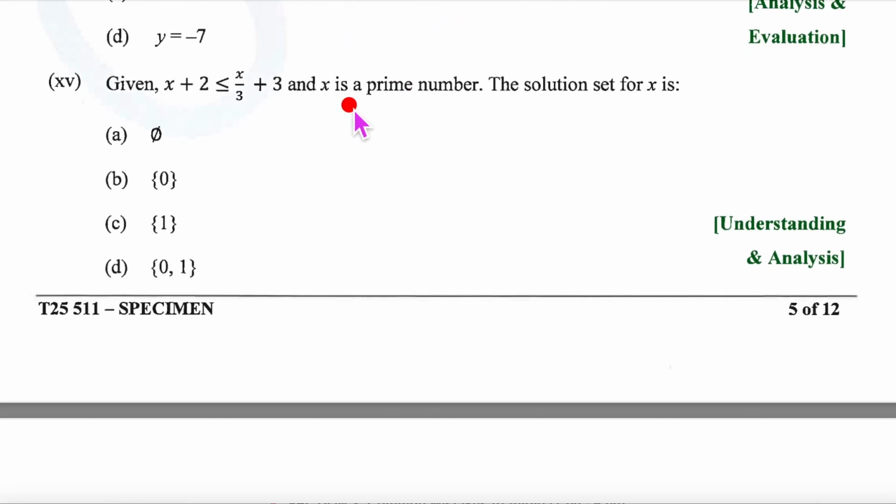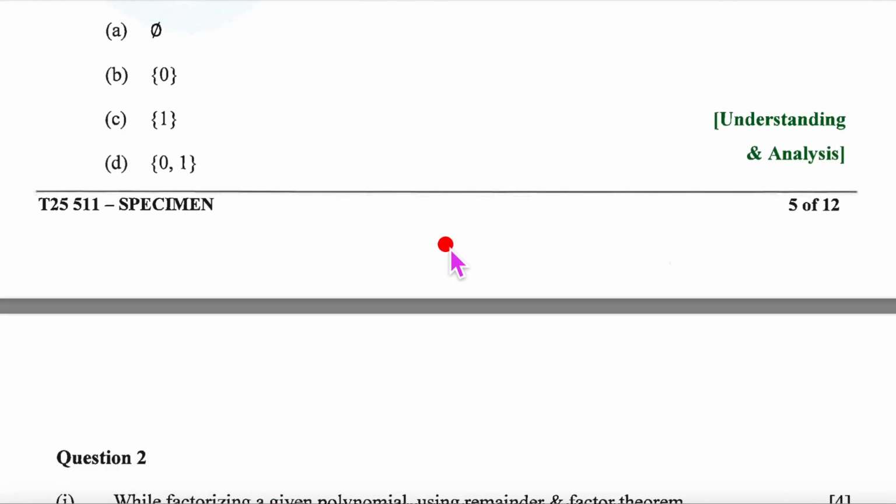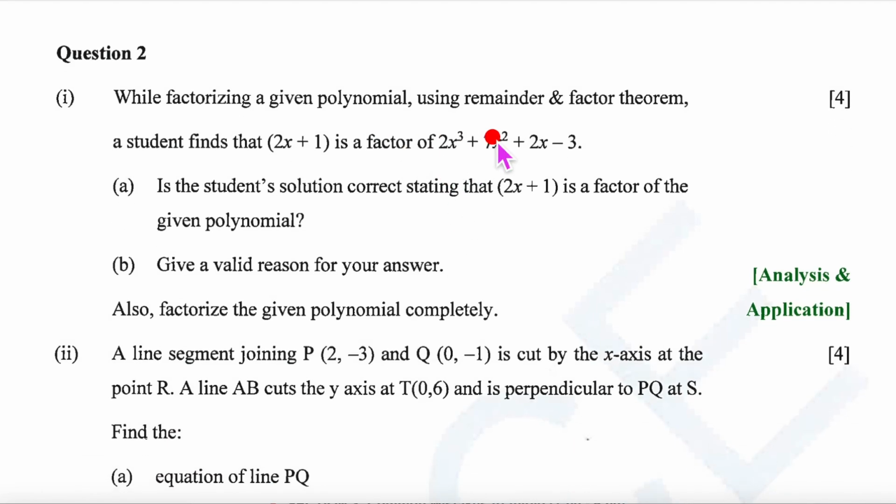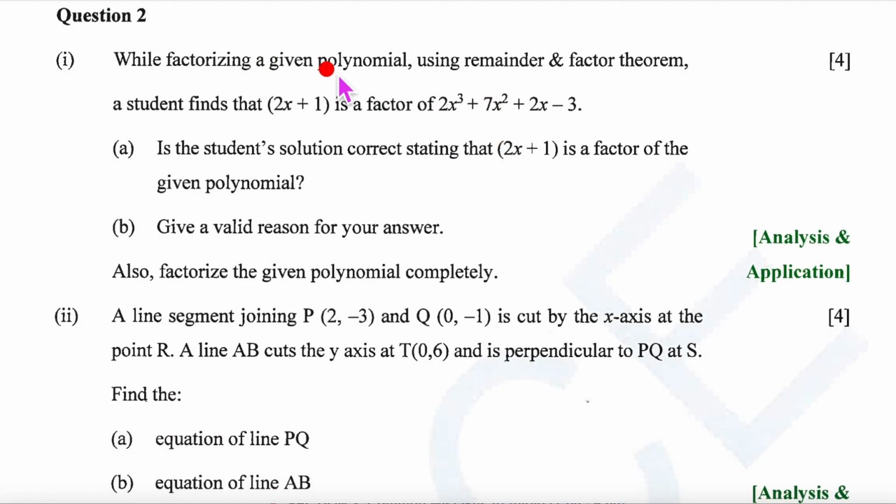Let's move to this one. And x is a prime number, the solution set for this. So we'll have to solve this and check whether it is a prime number and then decide on that. So you have to work it out. So that finishes our MCQs. Question 2, 4-mark question, remainder factor theorem. This also is doable.